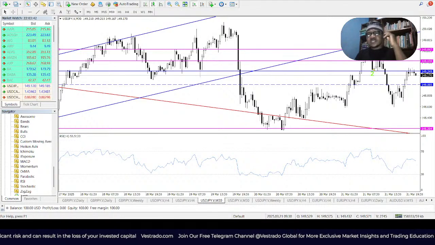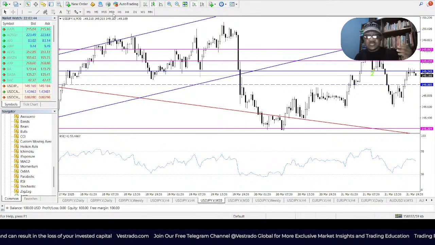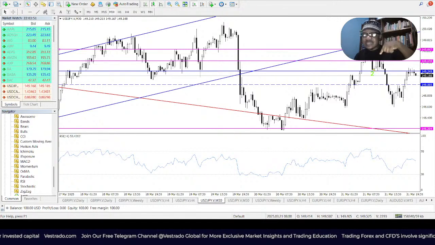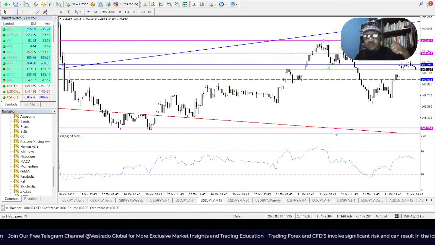So number one, is there a zone of resistance? Previous resistance in the past? Yes. It was trying to retest the support border. So the support border of the channel was acting as resistance. That's this blue line right here.